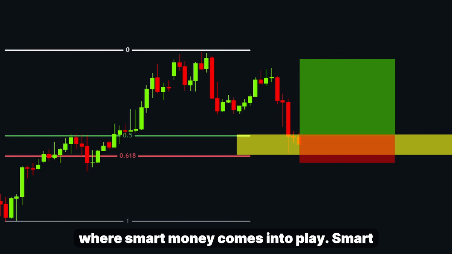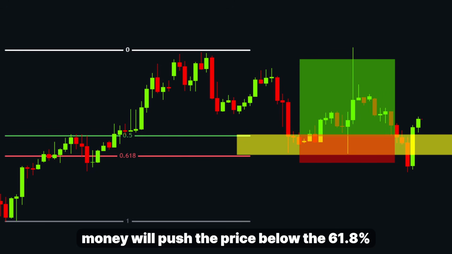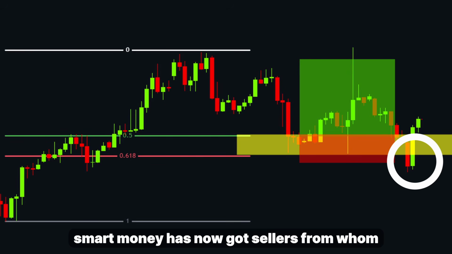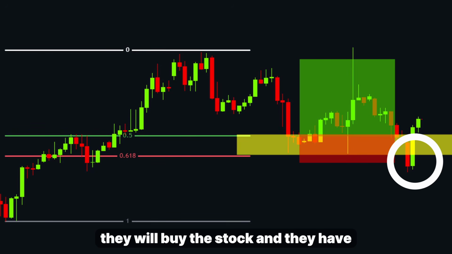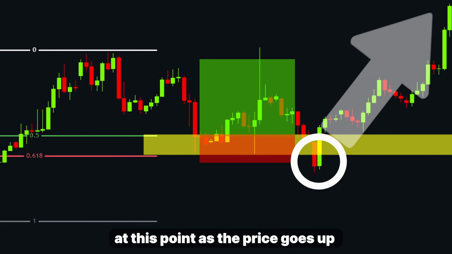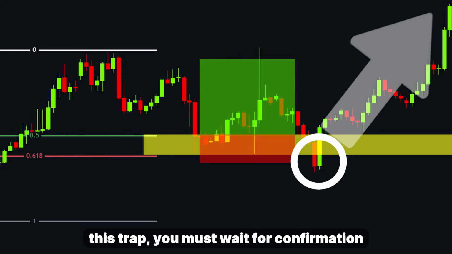This is where smart money comes into play. Smart money will push the price below the 61.8% level, which will hit their stop loss and remove them from the market. The smart money has now got sellers from whom they will buy the stock, and they have also obtained it at a lower price. This indicates that there was heavy buying at this point, as the price goes up. To prevent yourself from getting into this trap, you must wait for confirmation from the market side.